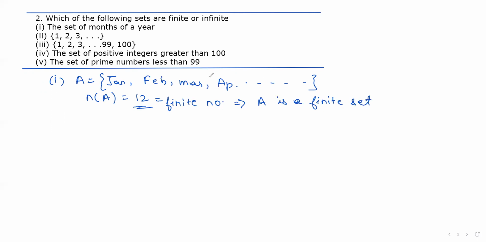Second, your B is 1, 2, 3, and so on. By observation, you have that it is an infinite number of natural numbers. It will continue till infinity. So B is a set of natural numbers, or all natural numbers.